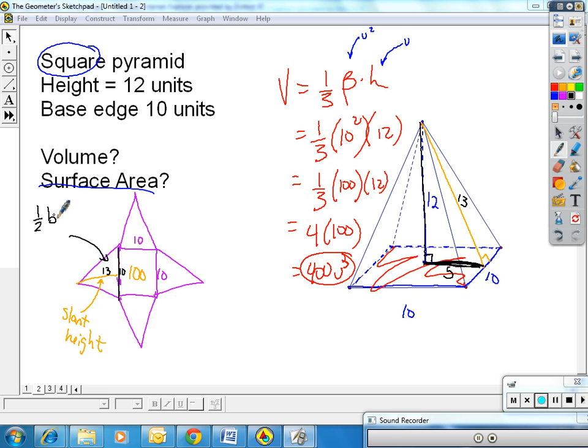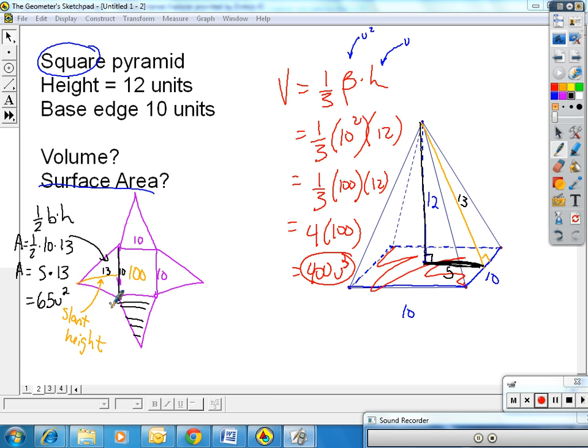1/2 small b times h. Small b is 10, so 1/2 times 10 times 13 is 5 times 13. We're finding area here. And 5 times 13 is 50 plus 15, 65. 65 units squared. So that is the area of just one of these triangles.